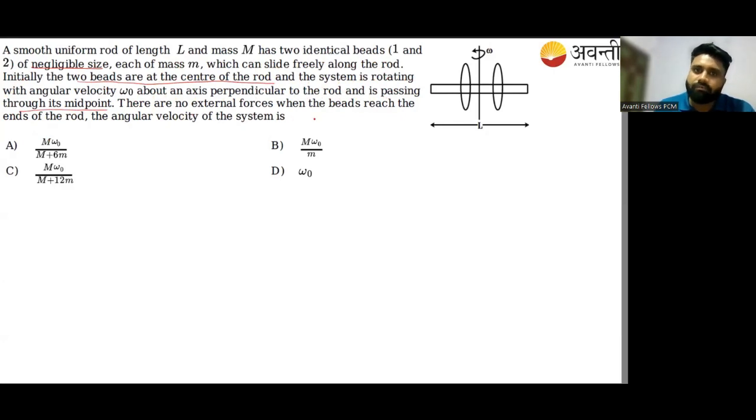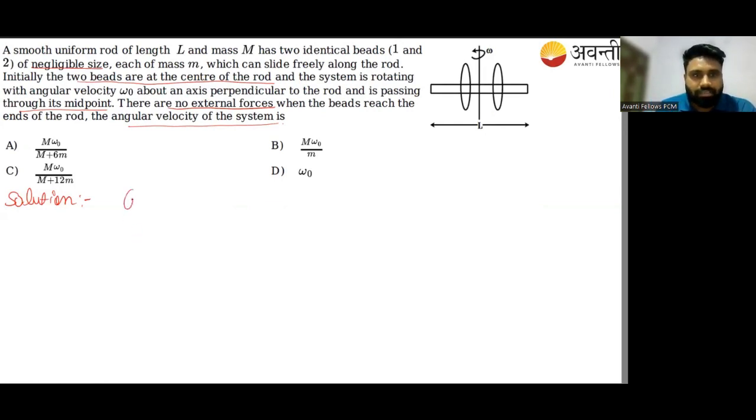Now there is no external force. When the beads reach the ends of the rod, you have to calculate the angular velocity of the system. Since in this question there is the information that there is no external force, we can conserve momentum. Which momentum? The linear. Since there is no external force, there will be no external torque, so we can conserve the angular momentum also.